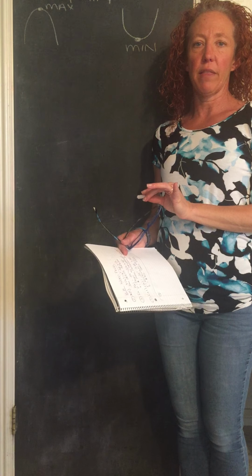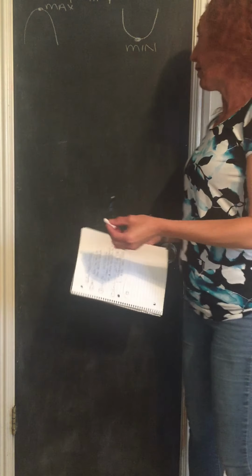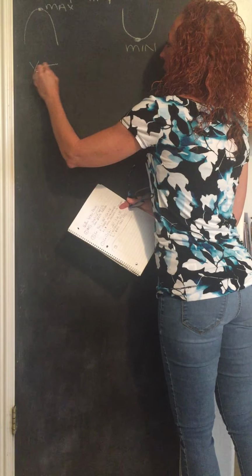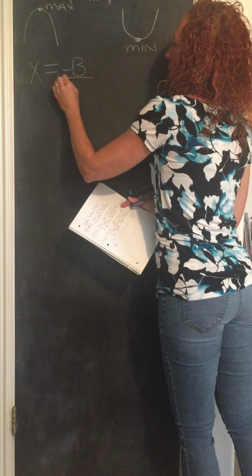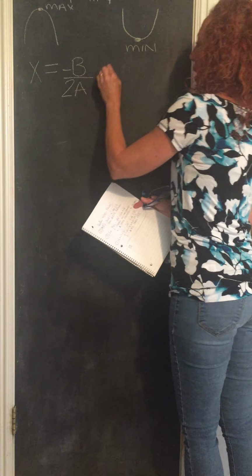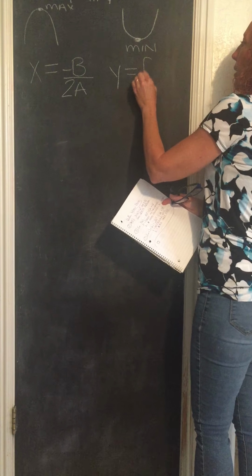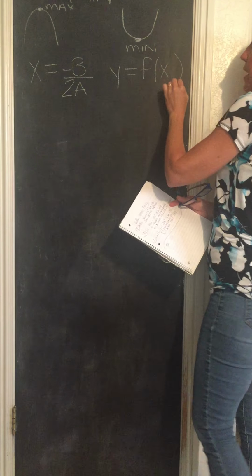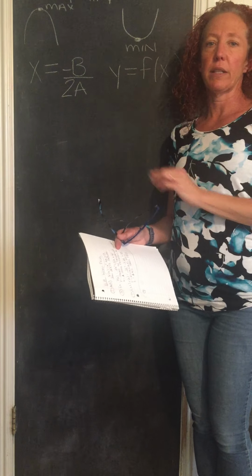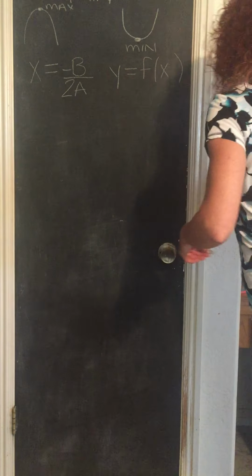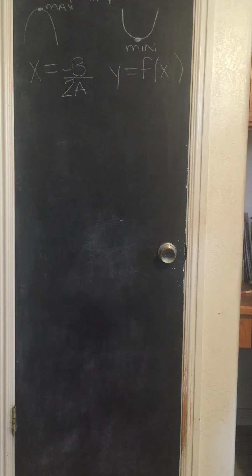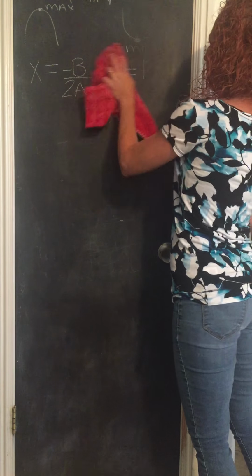All we're going to do is find the vertex. We're going to utilize that shortcut, x equals negative b over 2a. And to find the y, we plug in whatever x value we got when we did the shortcut. So here's our first example. It has to do with recycling.